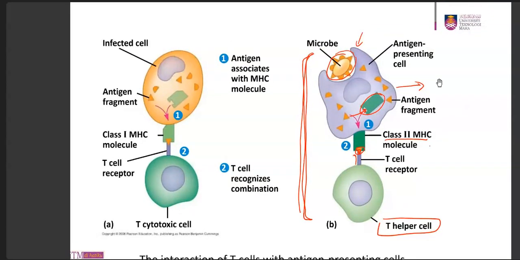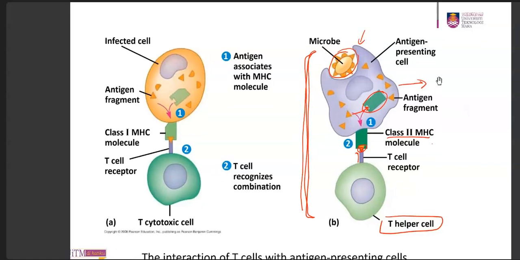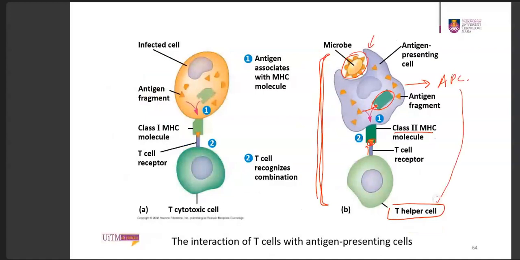Okay, APC molecule, dia akan present kepada helper T cell. So once you have this interaction, the APC molecule will secrete a signaling molecule. We call it as cytokines. Okay, cytokines.